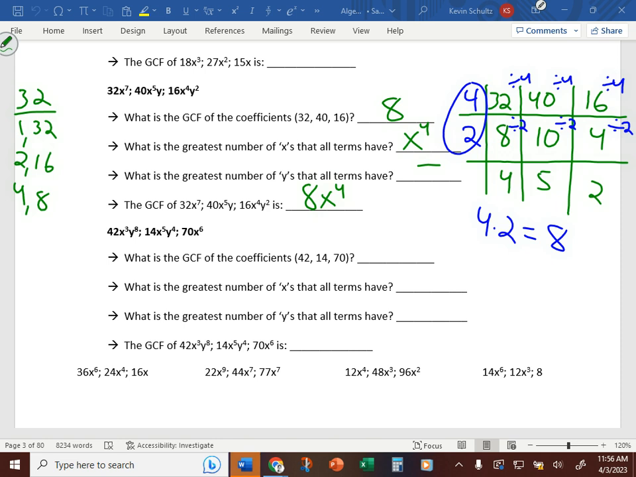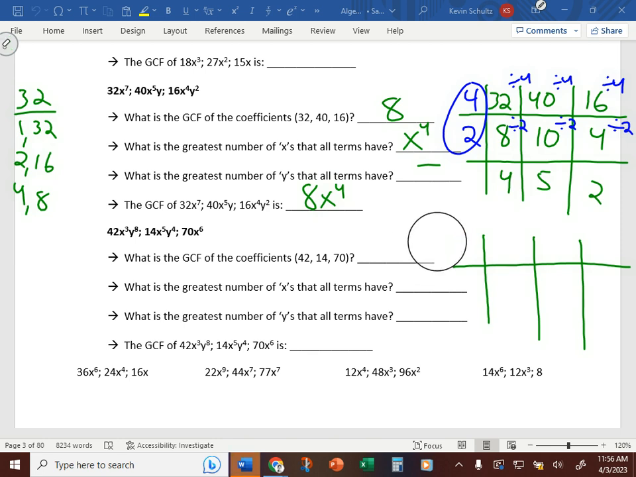The next one. What is the GCF of the coefficients? 42, 14, and 70. What goes into all 3 of those numbers, even in the greatest number that does? Oh, 7. Sure, I understand. Let's do this chart over here because this is fun. We got 42, 14 and 70. What number can we pull out of 42, 14, and 70? 7. 7 does. Okay? So we put our 7 here.